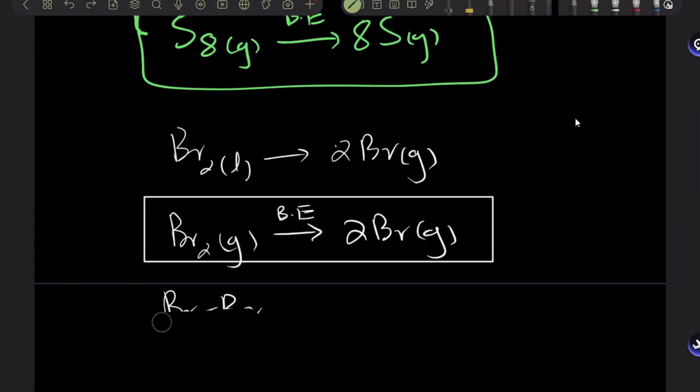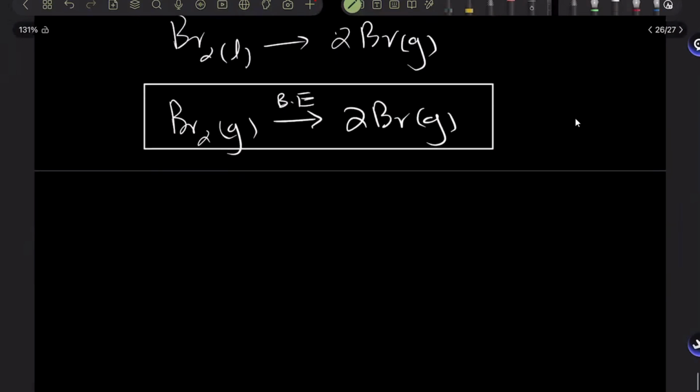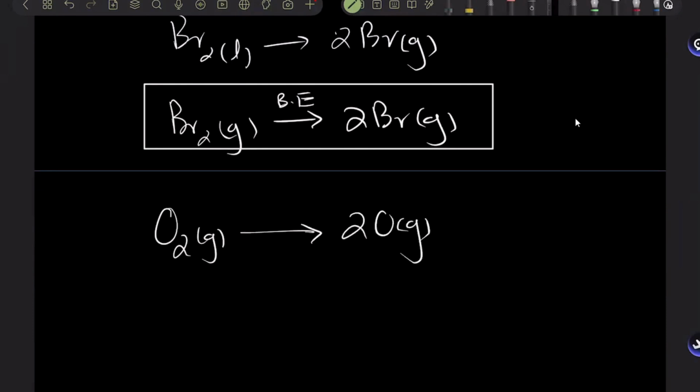So this was our bond energy. What about oxygen? Oxygen is in O2 gaseous form. So if I break this into 2O gaseous, is this bond energy? Yes, because the oxygen-oxygen double bond over here is already in its gaseous state in oxygen gas. So now if I provide energy to break it into gaseous atoms, then this is bond energy.